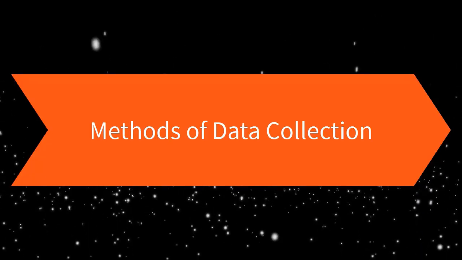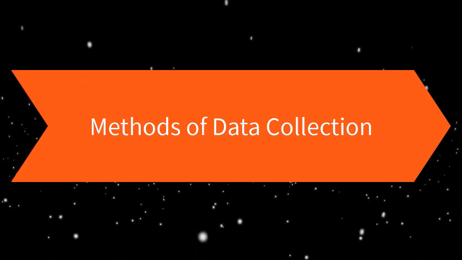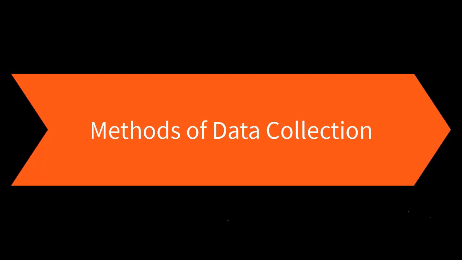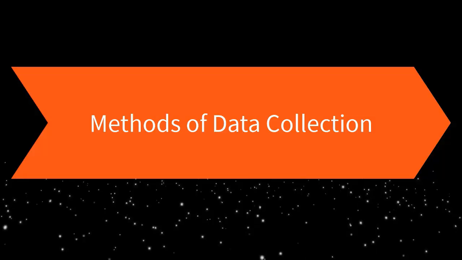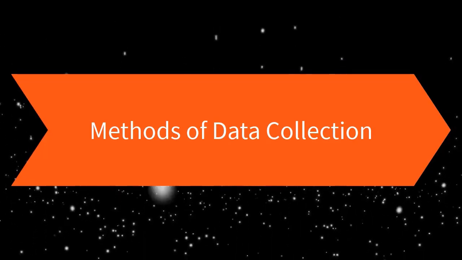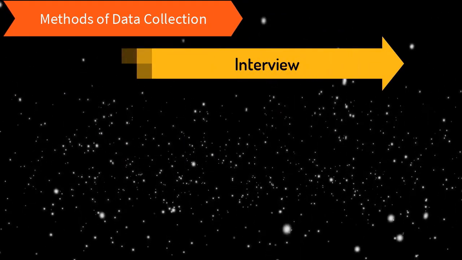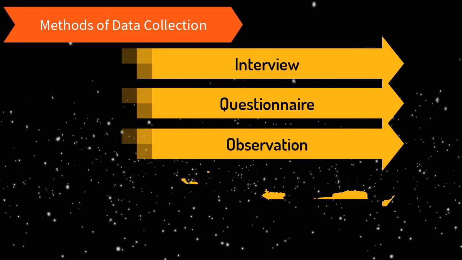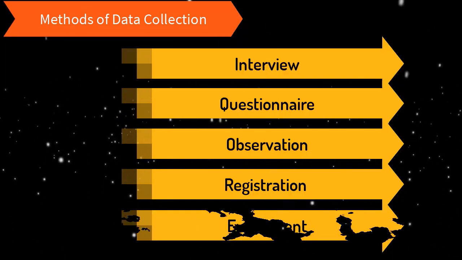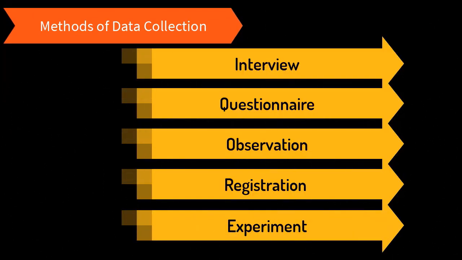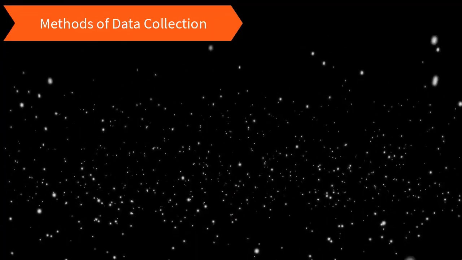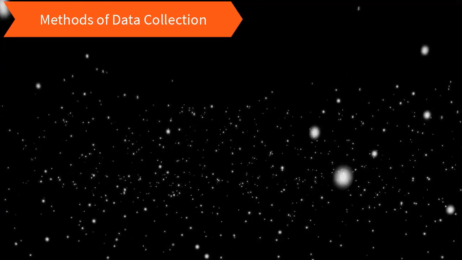Lesson 1.2 Methods of Collecting Data. There are 5 most commonly used methods of data collection in educational and psychological research: interview method, questionnaire method, observation method, registration method, and experiment method. Table 2.2 shows the differences and the characteristics, advantages and disadvantages of these methods of data collection.